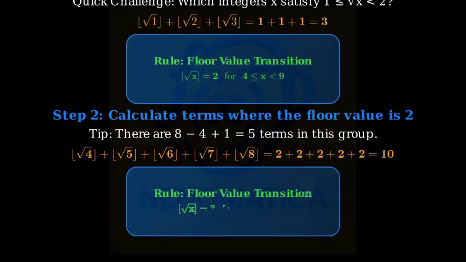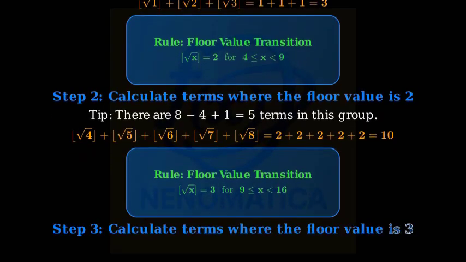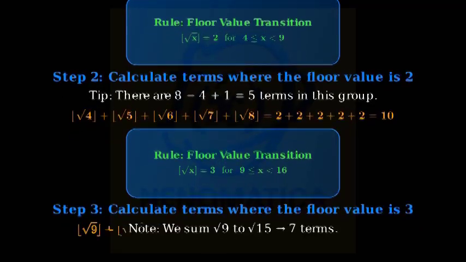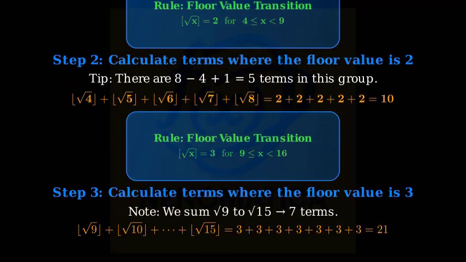Step 3. Compute all terms where the floor equals 3. Note, we include 9 up through 15, giving 7 terms. Each equals 3, so the sum is 21. Rule box, summation of parts.